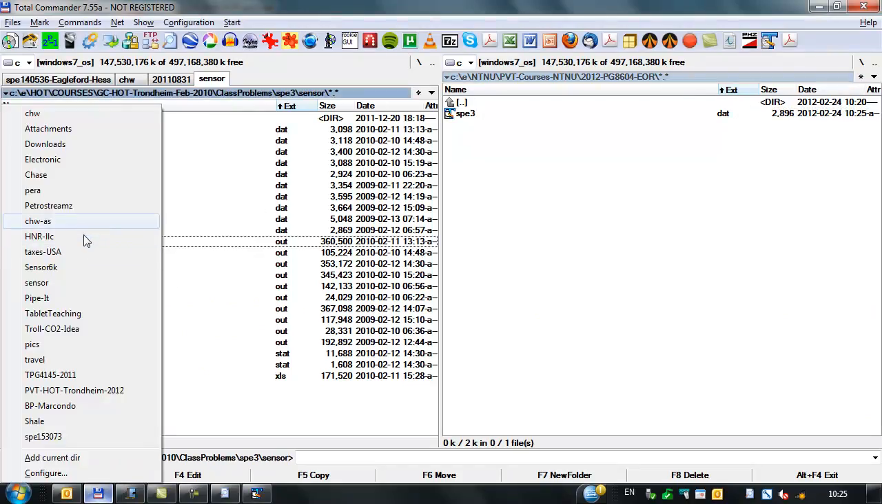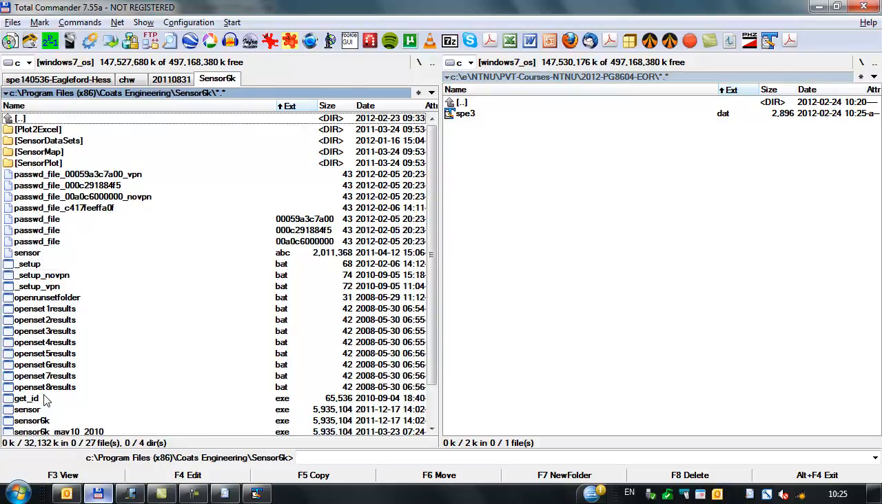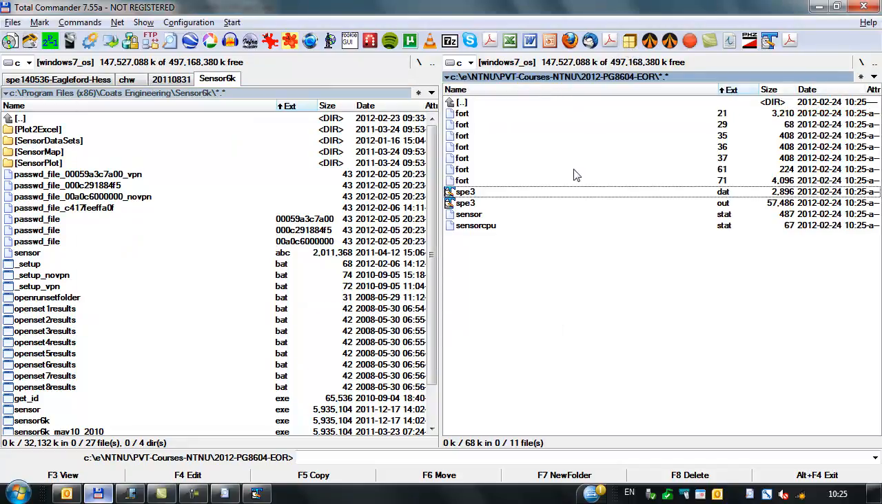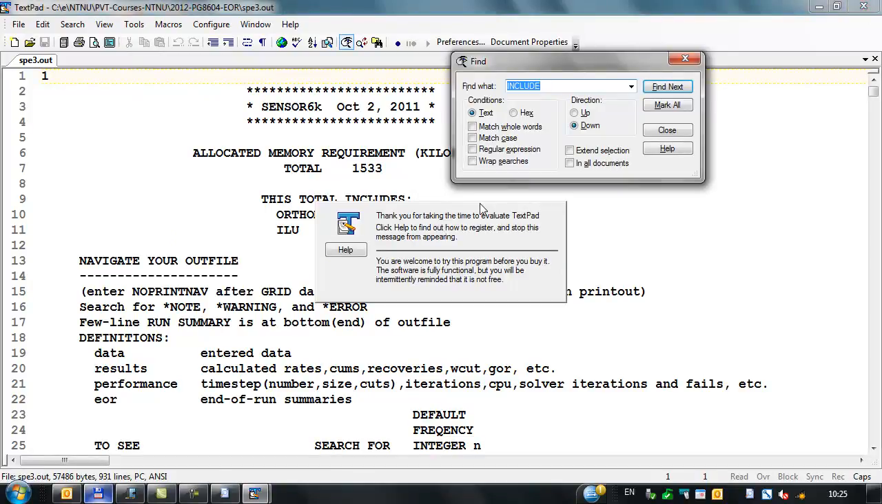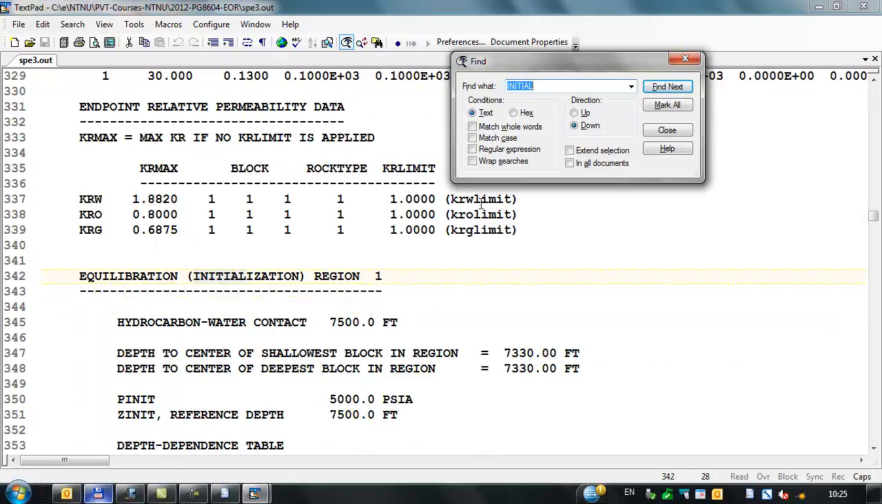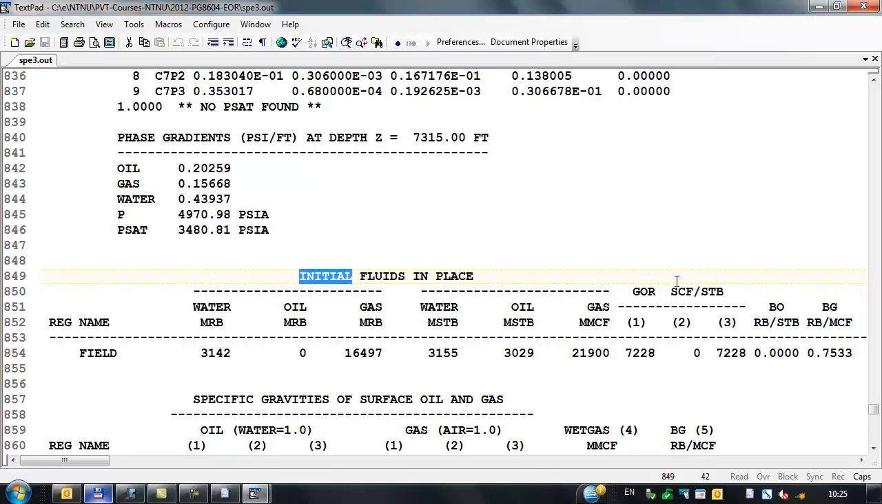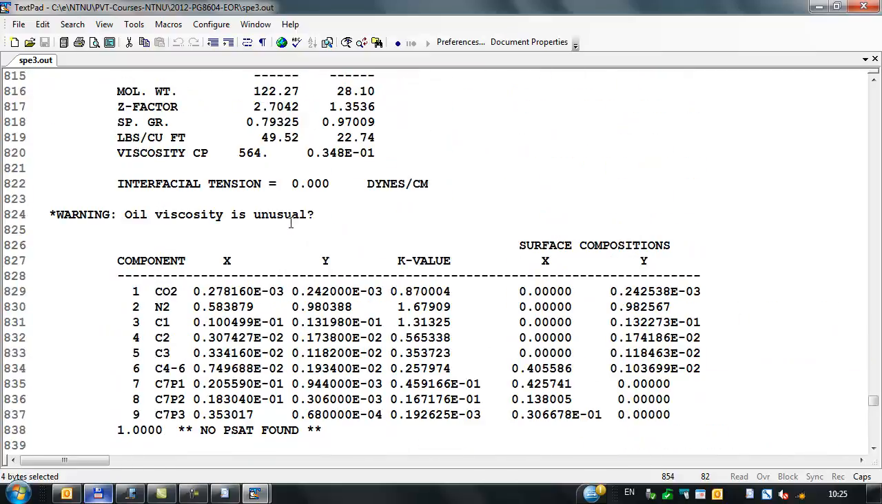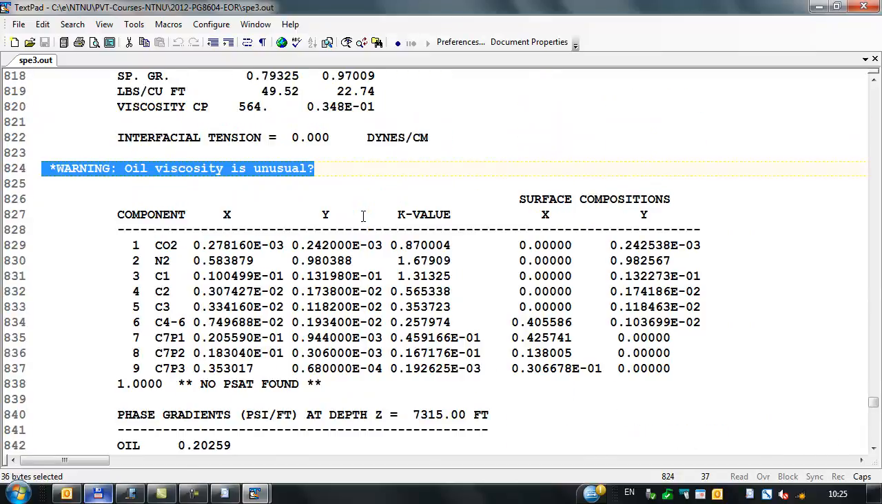I have to go over and make sure I've got the right one. I think that's right. Search initial. Okay, so we got initial GOR of 7,228. We want to get that. We've got a warning here with oil viscosity is unusual, so we'll have to see what's going on there.